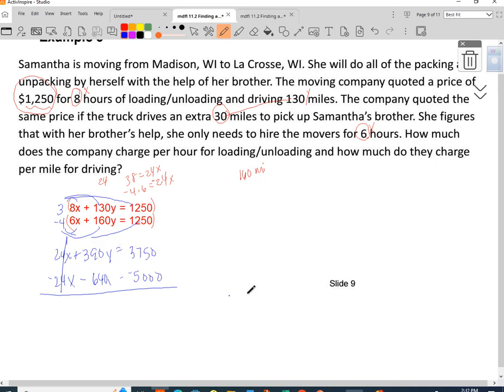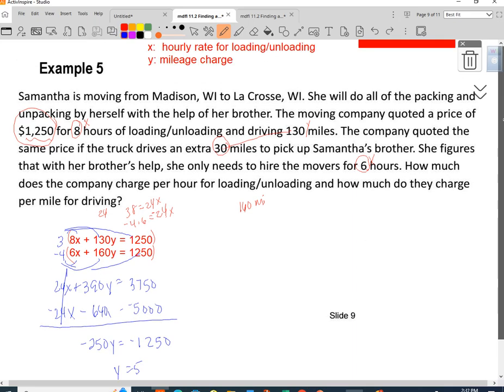Alright, so negative 250y equals negative 1250. Divide both sides by 250, and I have y equals 5. So y stands for the mileage charge, so it's $5 per mile.